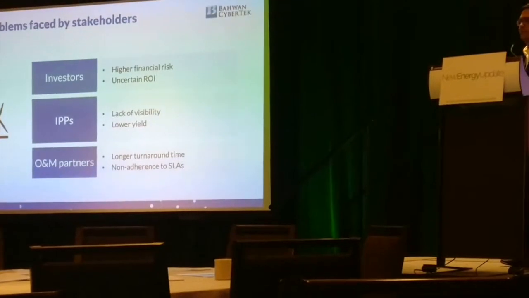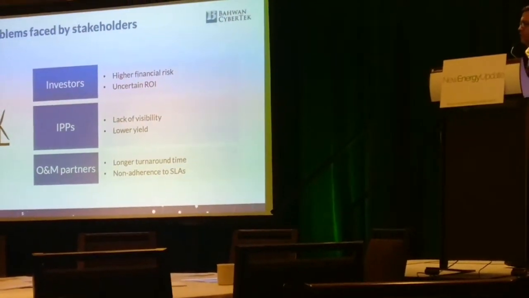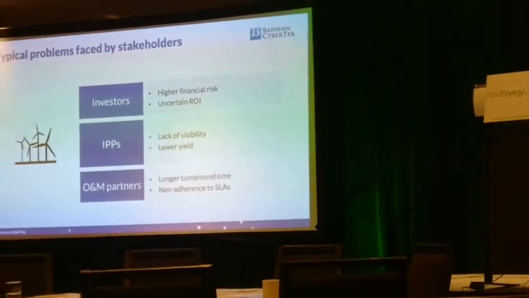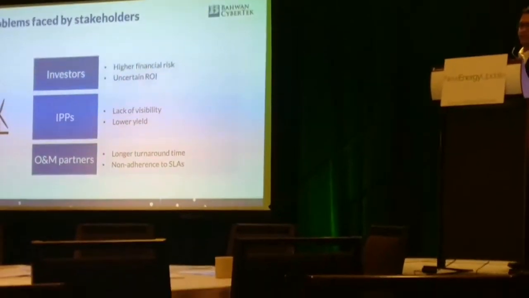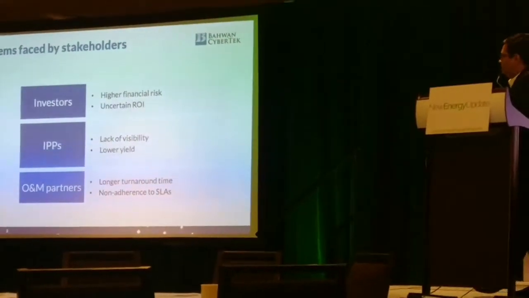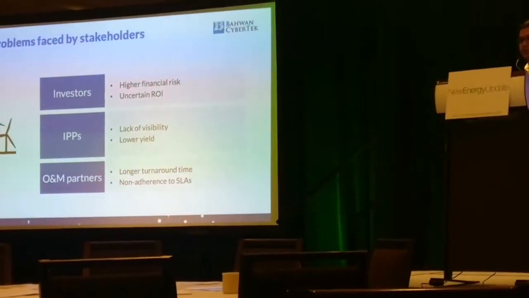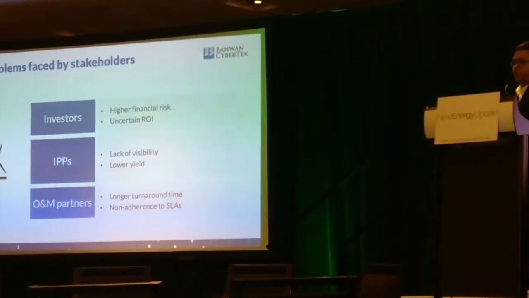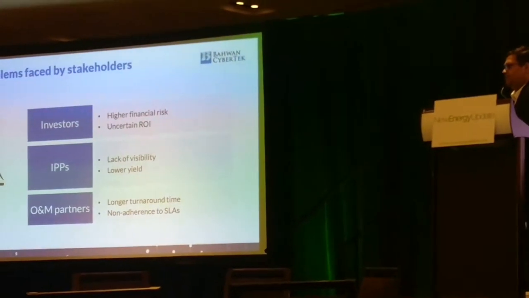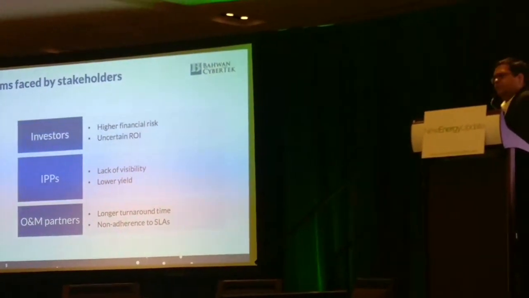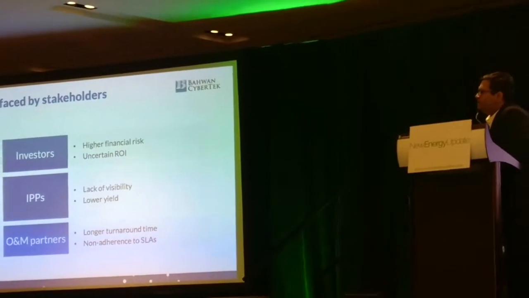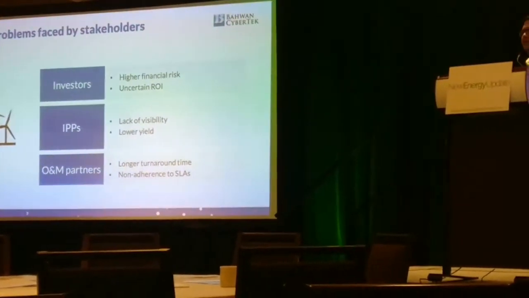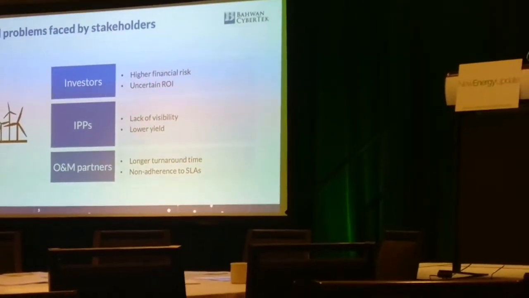The problems that we find are typically faced by various stakeholders are listed out here. So, if you talk about the O&M problems, you will probably have a lot of things echoing with you. It will be longer downtime, turnaround time, SLA non-adherence. If it is for the IPPs who are the owners of the park, you will probably have lower yield and not so clear visibility. I will not call it zero visibility, but not so clear visibility of your operations. And for the investors, it has potentially high financial risk and uncertain ROI.